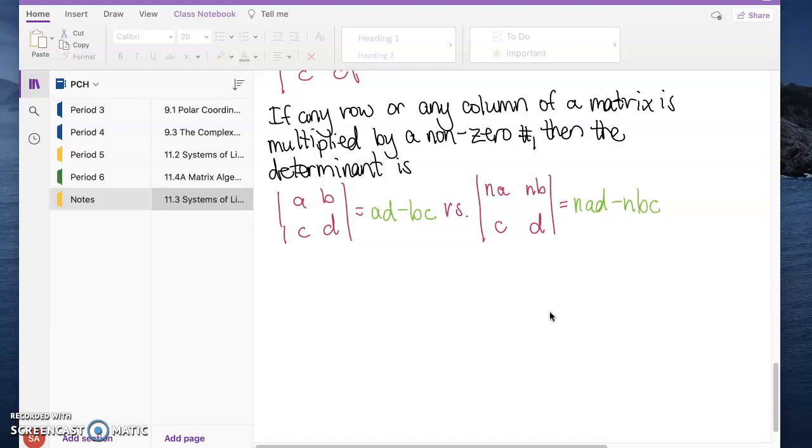And then you might be able to see it better if you do factoring out, take out an N. So the determinant is just multiplied by the same number, the same non-zero number.